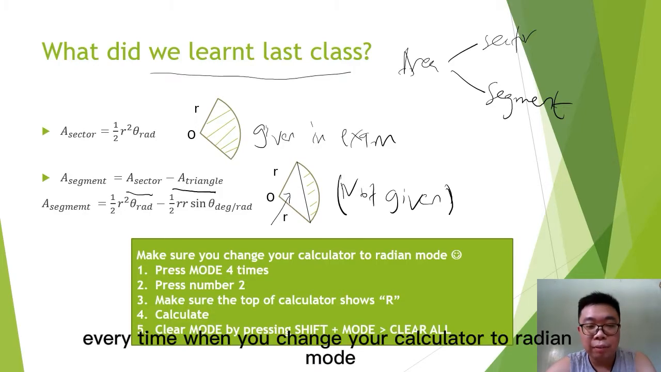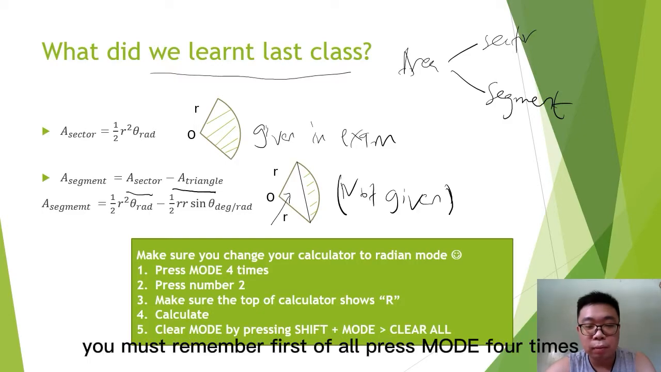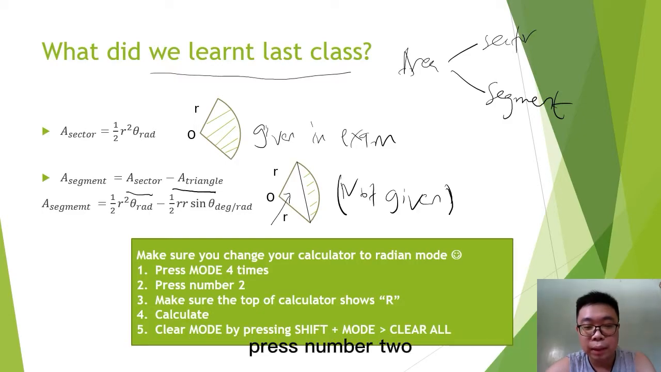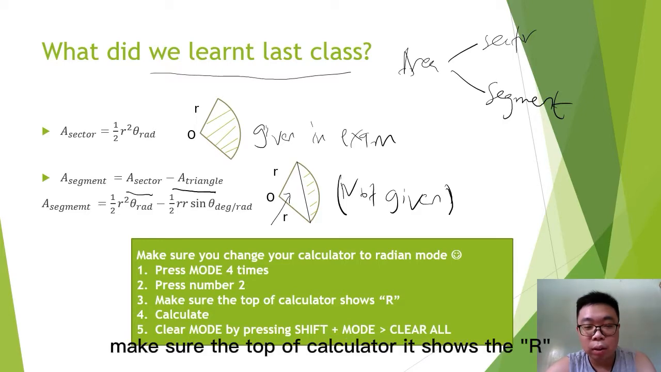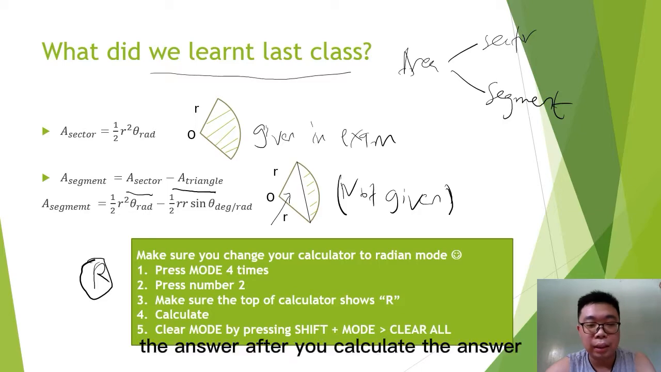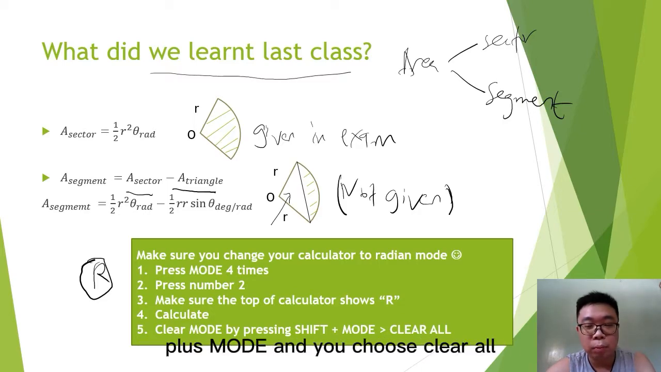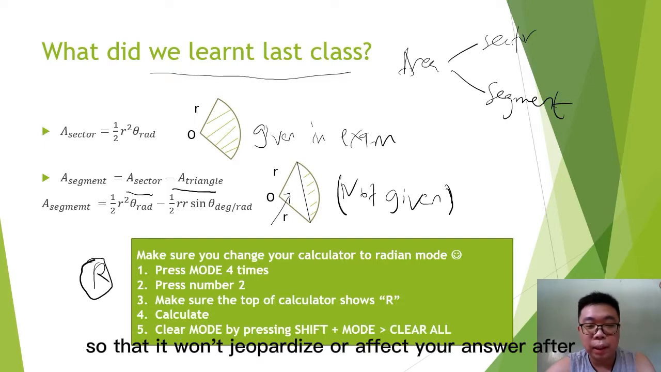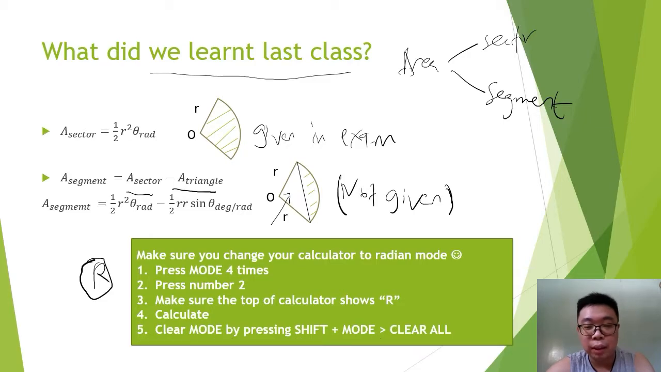Make sure every time you change your calculator to radian mode, you first press mode 4 times, press number 2, and make sure the top of the calculator shows the R, then calculate the answer. After you calculate, you must clear the mode by pressing shift plus mode and choosing clear all, so that it won't affect your answers after this.